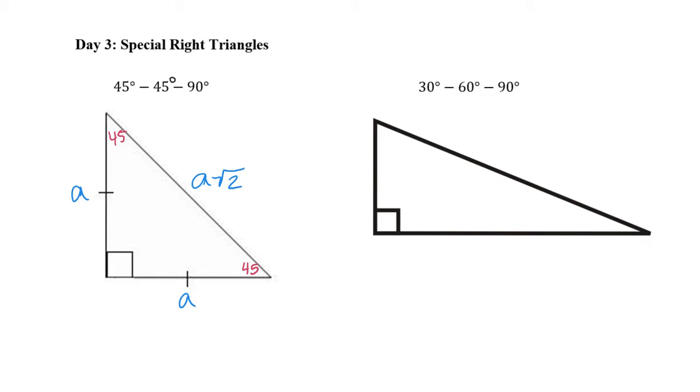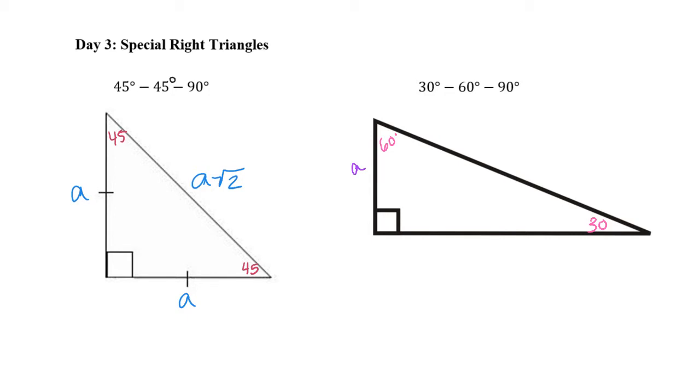Similarly, looking at a 30, 60, 90, which is the other type of special right triangle, you're going to have two very distinctive sides. One side is shorter, and that is the side across from the 30-degree angle. The other side is longer, and that is the side across from the 60-degree angle. So the side across from the 30-degree angle is going to be known as A. We're going to call that one A, just like we did on the other one.